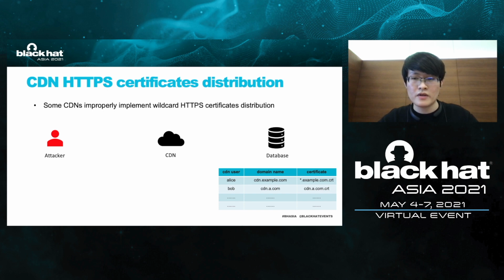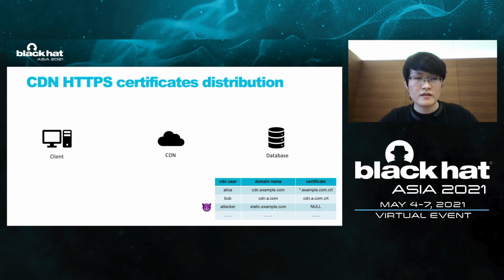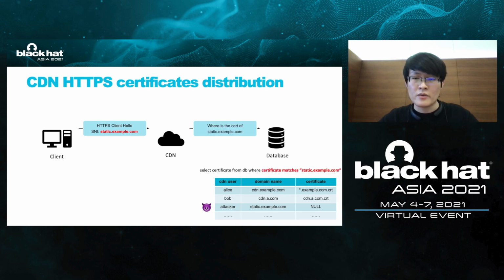Let's talk about the improper implementation and what attackers can do with this feature. An attacker can register static.example.com on the CDN and doesn't need to upload the certificate of static.example.com. Then the CDN will add a new line in its database like this. When the client uses static.example.com as SNI to communicate with the CDN, it will query the database. It will select a certificate from the database where the certificate matches static.example.com.